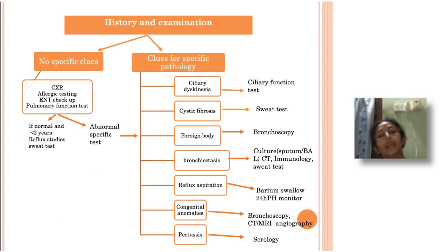So this is a summary of the investigations. After history and examination, if there are no specific clues: chest X-ray, allergic testing, ENT, and pulmonary function. If everything is normal and the child is less than 2 years, reflux studies and the sweat test. If abnormal, we can go for specific tests. If there are specific clues for a specific pathology, we can do the specific test for ciliary dyskinesia, cystic fibrosis, foreign body, and reflux.